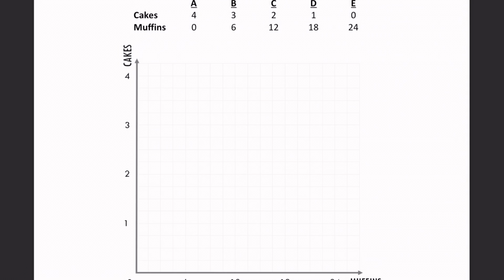And so if you notice, we have point A, where if we put all of our resources toward producing cakes, we can produce 4 cakes, but then we wouldn't be able to produce any muffins. We also have a point where we kind of split up our resources a little bit, and we can produce 6 muffins and 3 cakes. That's point B. We could split them up a little bit more, and we could have 2 cakes and 12 muffins at point C. Point D would be us having 1 cake and 18 muffins.